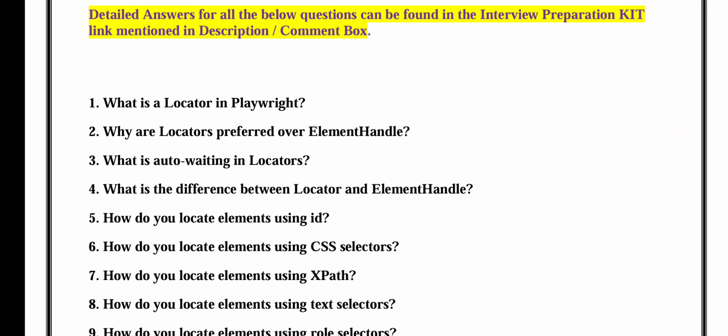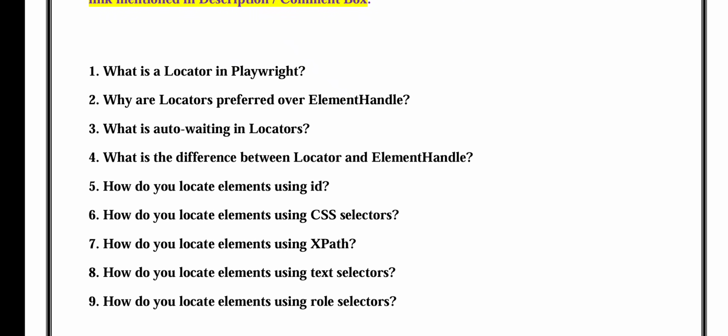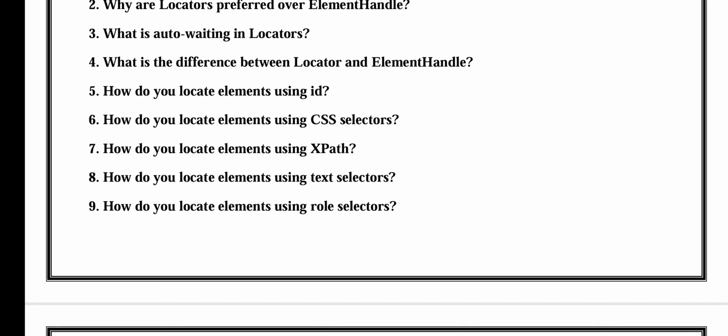What is auto waiting in locators? What is the difference between locator and element handle? How do you locate elements using ID? How do you locate elements using CSS locators? How do you locate elements using XPath and using text selectors and using role selectors?